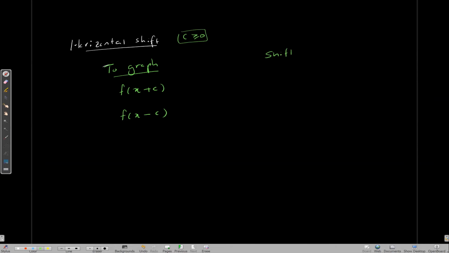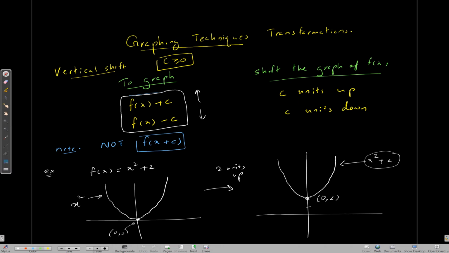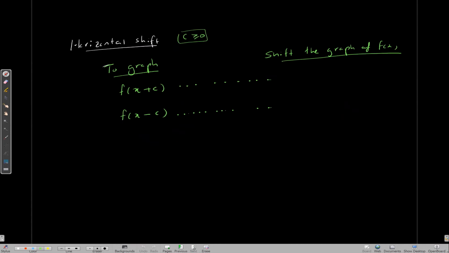shift the graph of f of x. Okay, what do you think? This one, what do you think? Well, your instinct may tell you, see, going to the previous page, f of x then plus and minus will take it up and down, right? I told you there, this is not f of x plus c. So horizontal transformation is actually f of x plus c and f of x minus c.